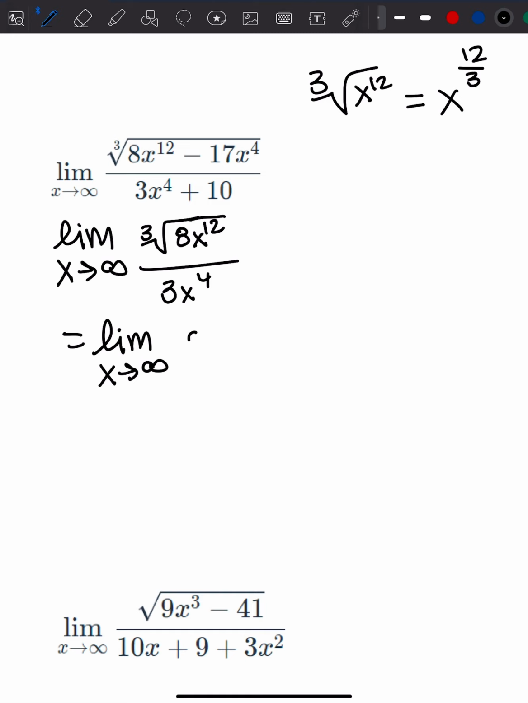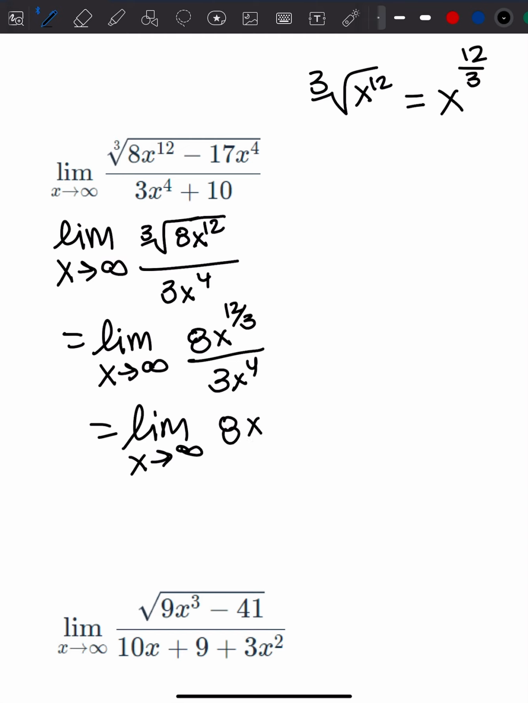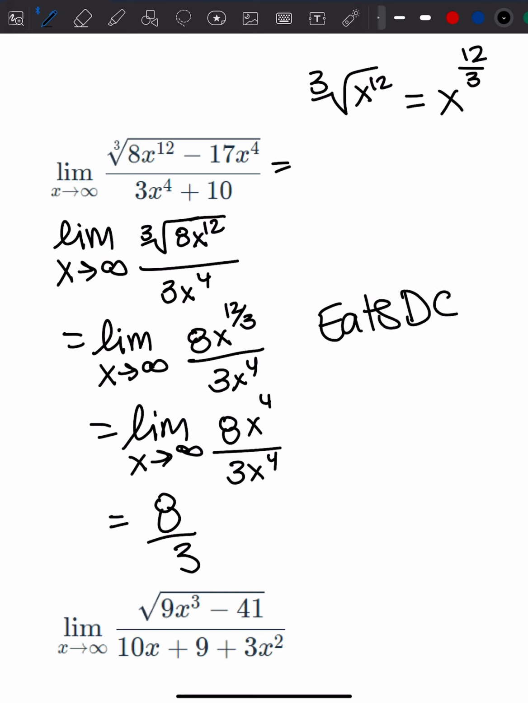So I know that this is going to be 8x to the 12 over 3 divided by 3x to the 4th. This is going to give me the limit as x approaches infinity of 8x to the 12 divided by 3, which is 4, over 3x to the 4th. These are now the same exponent, which means our overall case is a horizontal-asymptote case, and we divide those coefficients. So our limit here is going to equal 8/3.